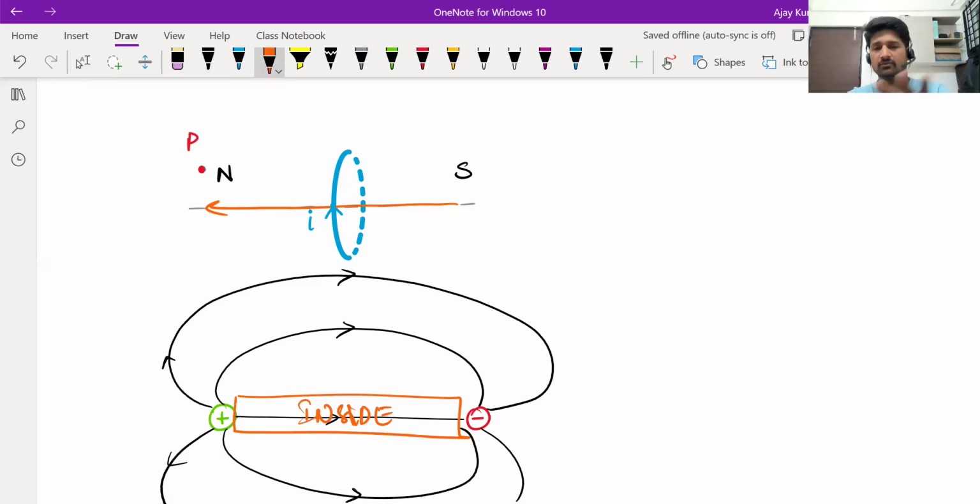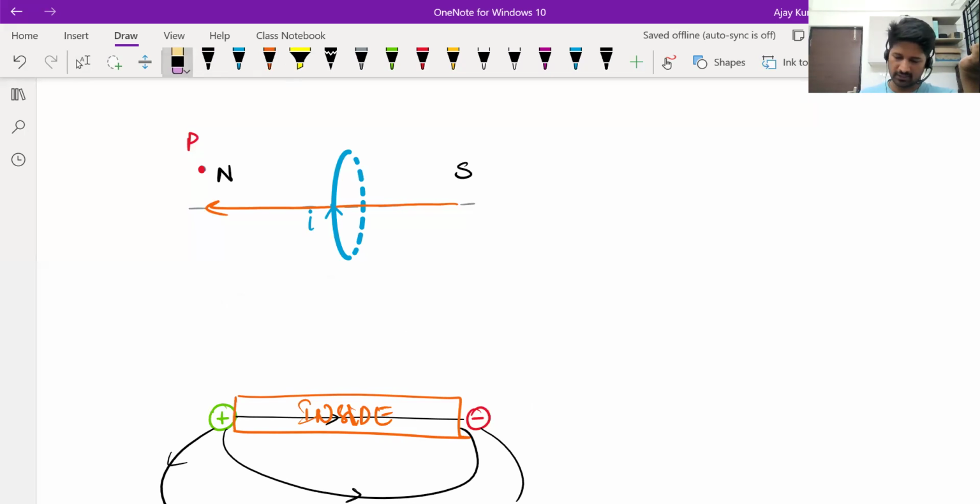Electric field lines don't form closed loops. Magnetic field lines form closed loops. So inside behavior will be different between electric and magnetic field. Outside behavior is the same. Fine. You can think of it this way also. Another way of looking at it.